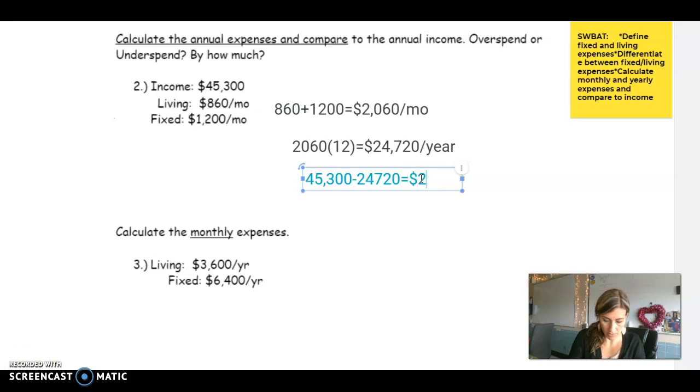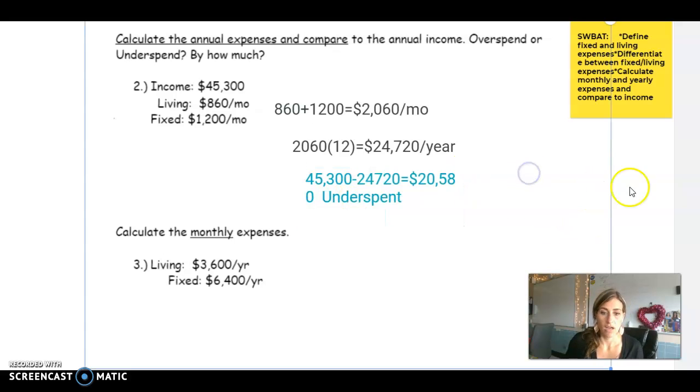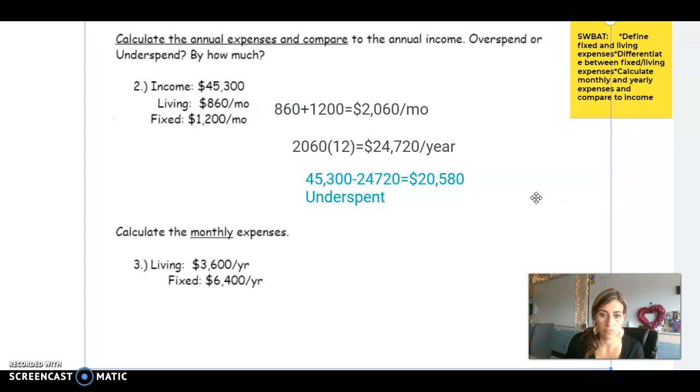We should be getting $20,580 underspent. Perfect. All right, so this last one on this slide, we are doing monthly expenses. So now I need to convert backwards. My living and my fixed is $3,600. I'm not given an income, so I don't need to find the difference. So pretty much just adding those two up.